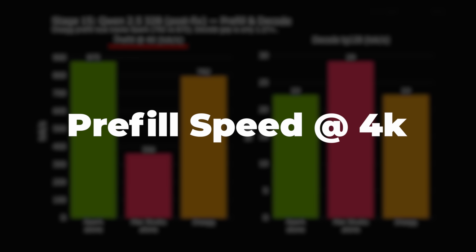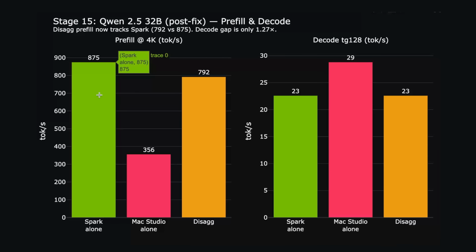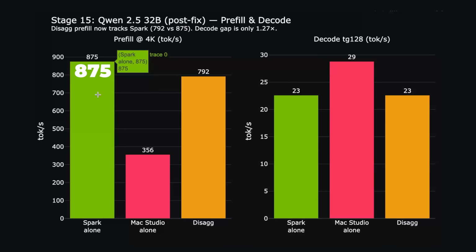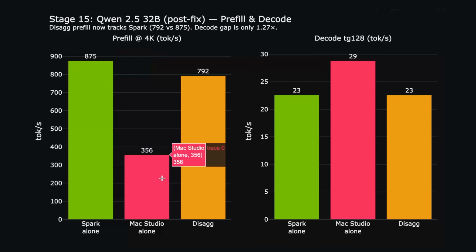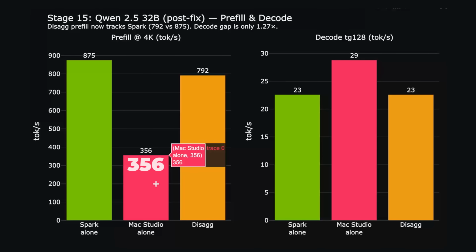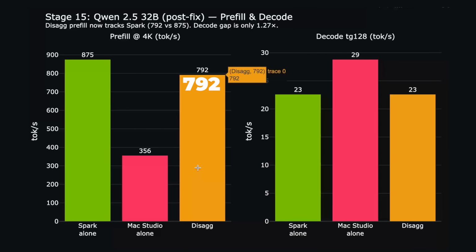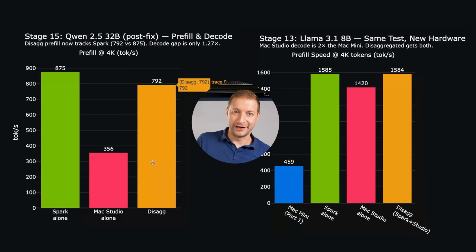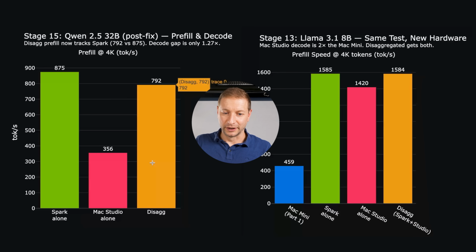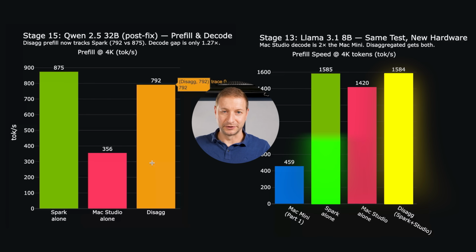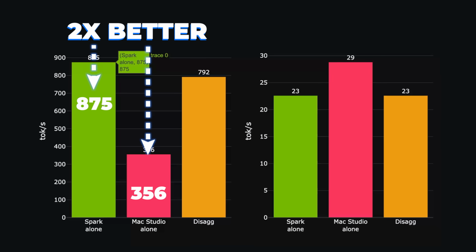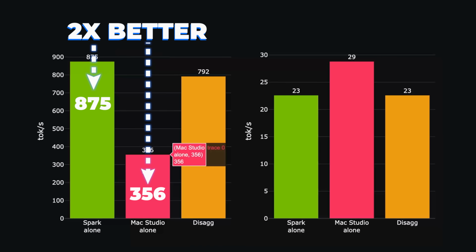At this point I'm running prefill at 4K. Spark alone gets 875 tokens per second on this one. Mac Studio alone gets 356, and disaggregated 792. So we're kind of seeing the same pattern as Llama 8B here, where disaggregated tracks the Spark, and that's a good sign. That's better than 2 times the Mac Studio's prefill speed.